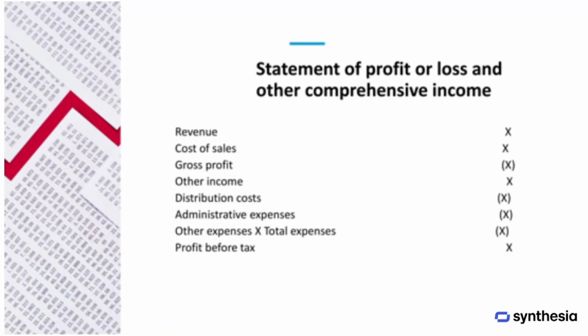An example of this classification might show items such as revenue, cost of sales, and gross profit, followed by other income, distribution costs, administrative expenses, and other expenses. The total expenses are then calculated, leading to the determination of profit before tax. This approach helps users understand the costs associated with various business functions and how they contribute to the entity's financial performance.